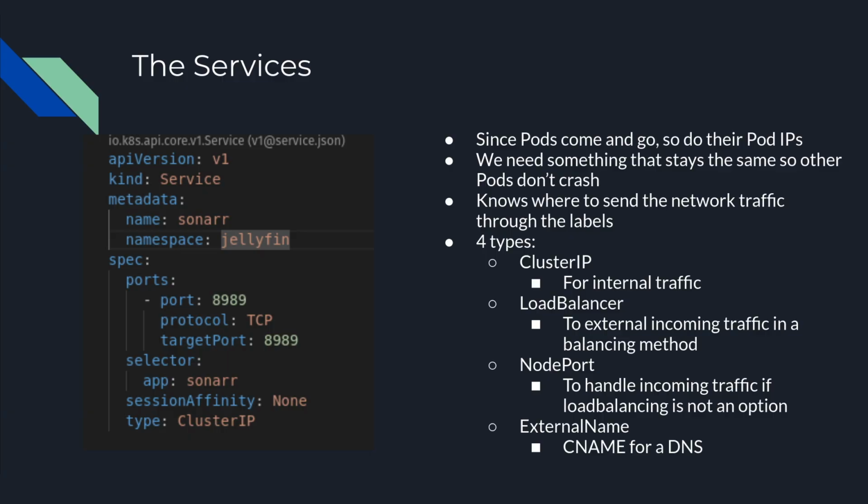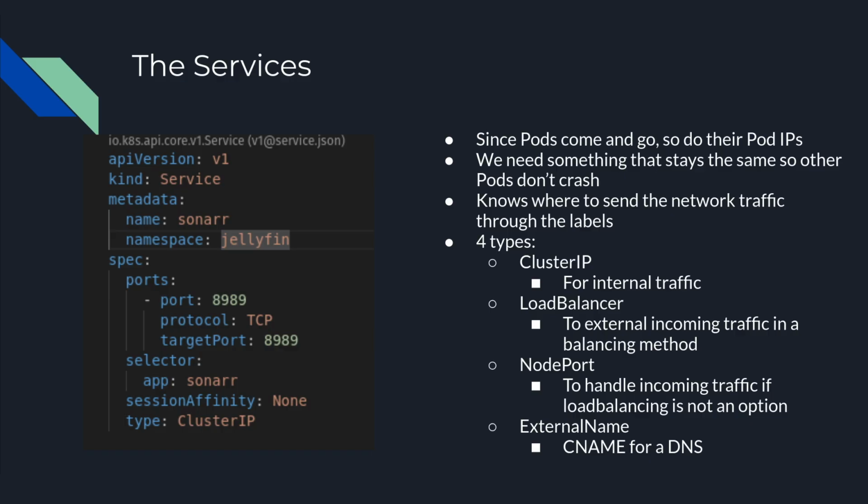Now the service comes in 4 different flavors. You have your cluster IP, which is just the main thing you would use. This is just for your internal communications from pod to pod. You have your load balancer, which is what you would use to accept incoming traffic. With this incoming traffic, I mean stuff external to your cluster. Like if you have a web server running in your cluster, you want people to be able to reach your web server.